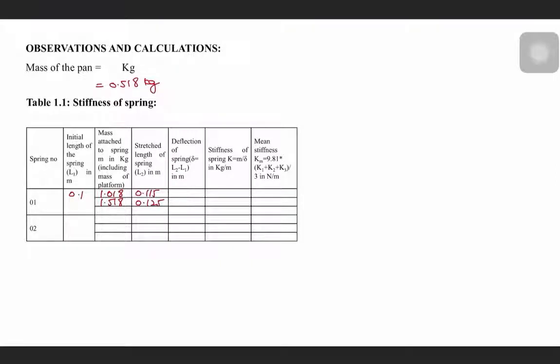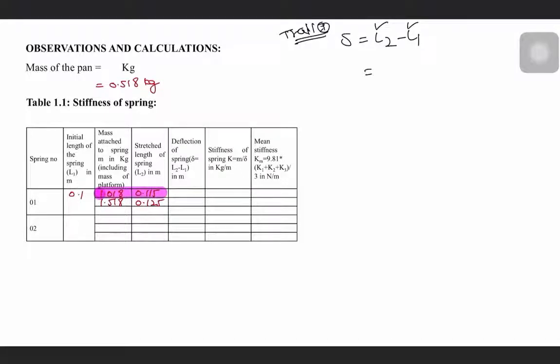Now we have to find the deflection. Deflection is given by L2 minus L1. L2 is nothing but your final length once the mass is added. L1 is the initial length, which is the free expansion of the spring. So let us substitute for trial 1. Now I am calculating it for trial 1. I will just highlight it like this. So this is your trial 1.